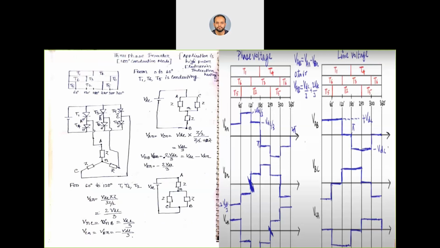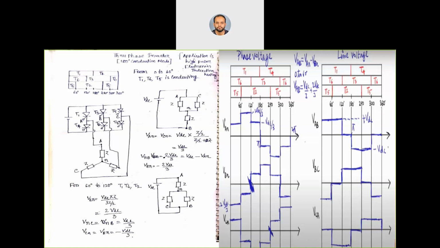For 120-degree conduction mode, what happens? It will conduct up to 120 degrees. So from 120 degrees to 180 degrees, there will be no conduction. So one place will be left blank. That means it will conduct from 0 to 120 degrees, and from 120 degrees to 180 degrees it will be left blank. Same for T3: it starts to conduct from 120 degrees and goes up to 240 degrees. So 240 to 300, again there will be no conduction.